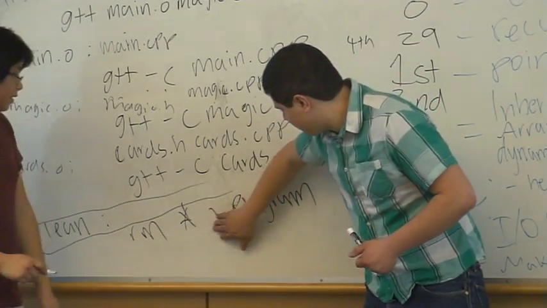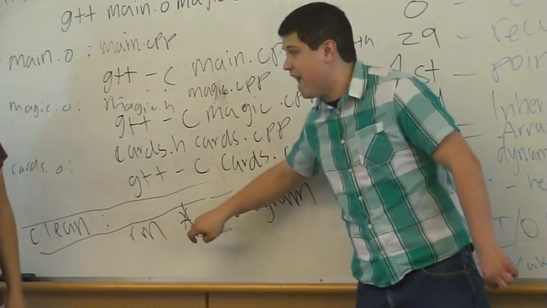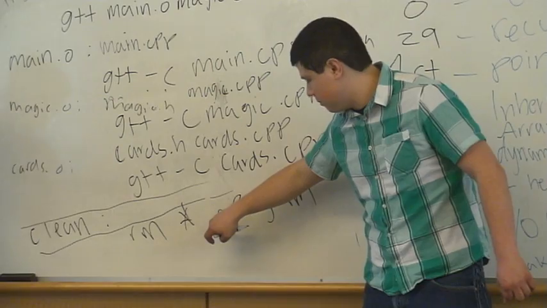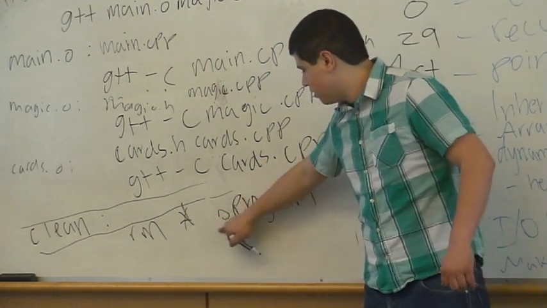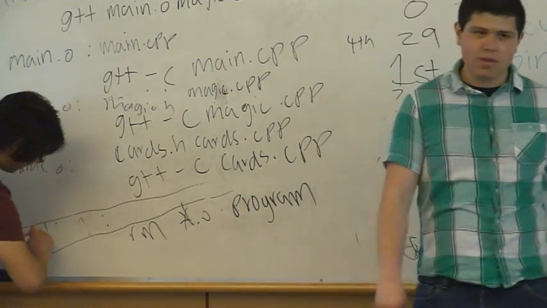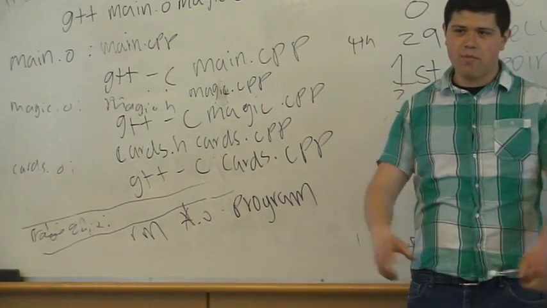So if I put a space before .o, it's first going to delete everything inside the current directory. Then it's going to try and delete something called .o, which probably doesn't exist. Then it's going to delete program. Yeah, delete everything.